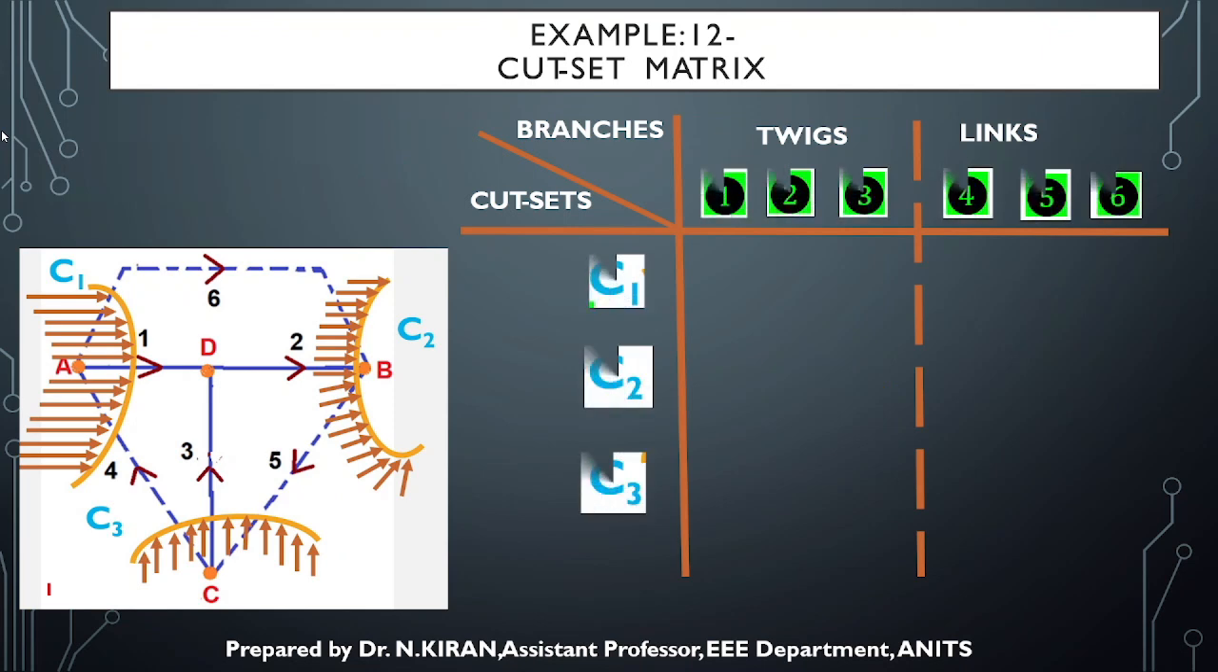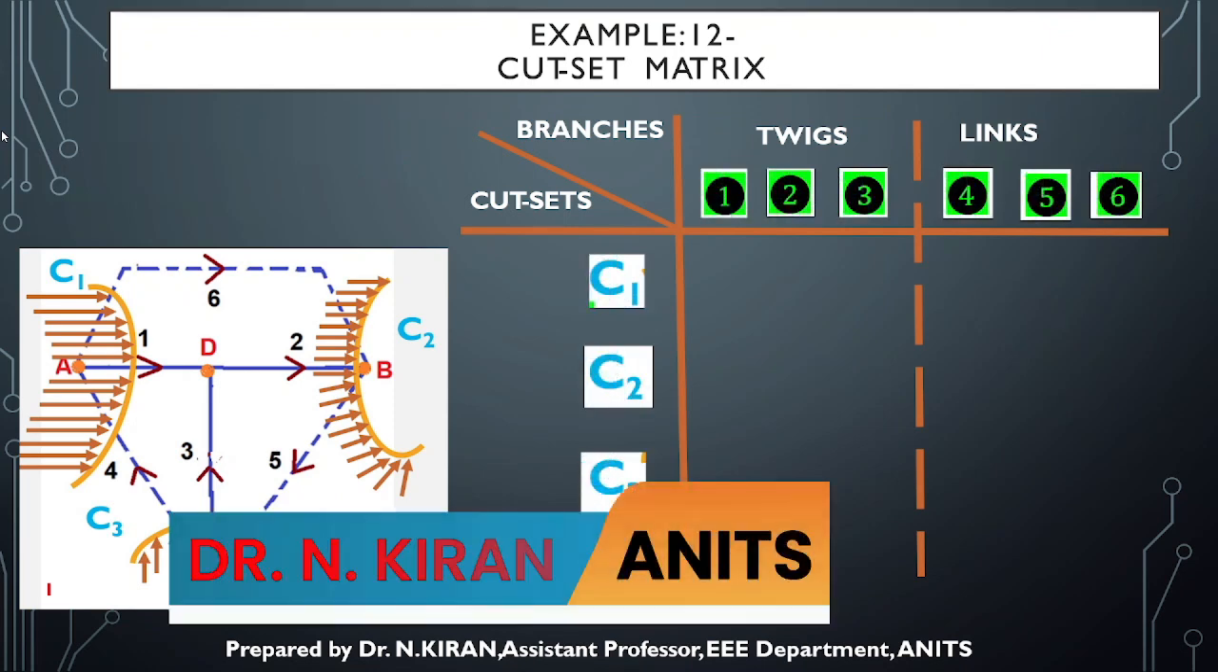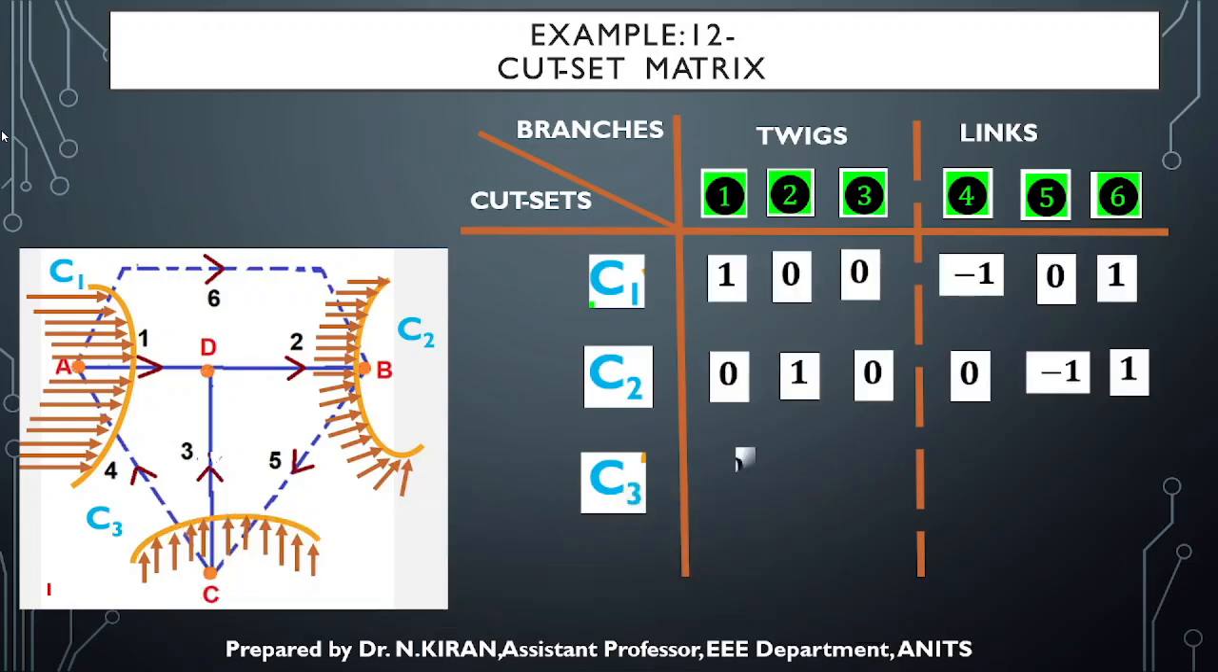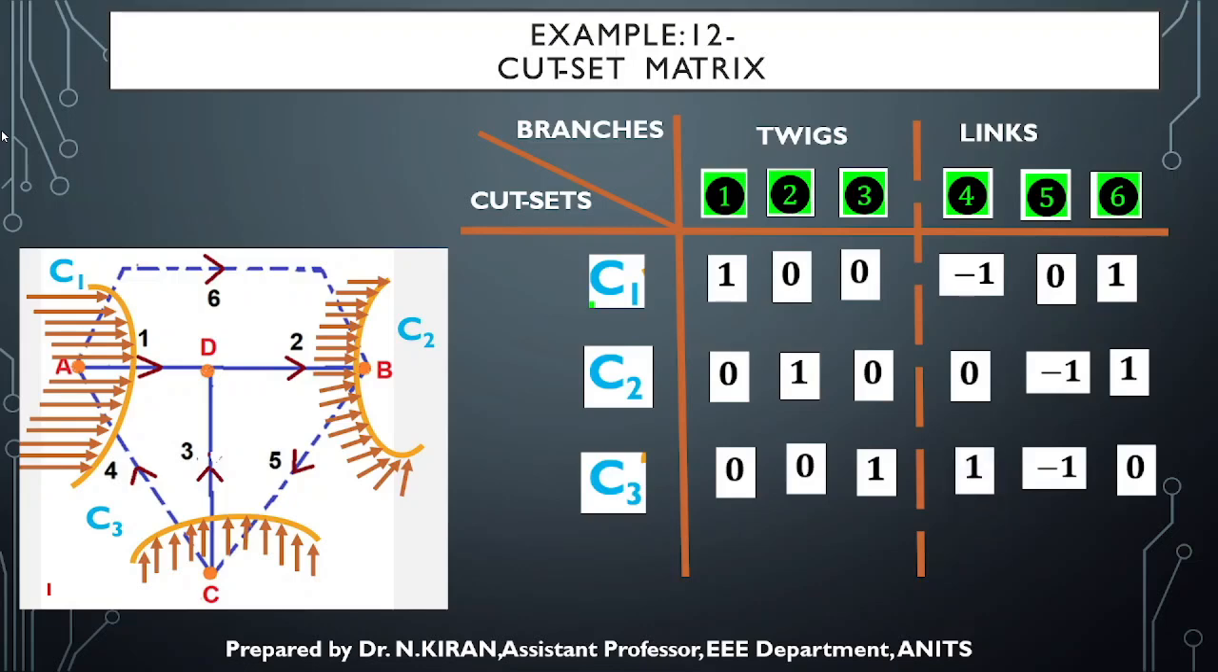you know how to enter all the entries of a cut set matrix. If both are in the same direction, +1. If both are in opposite directions, -1. If there is no relation, it is 0. So you can check it out for yourselves whether the values of the entries that I have shown you are correct or not.